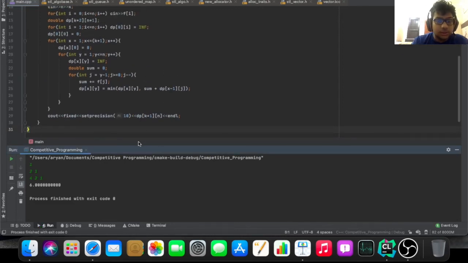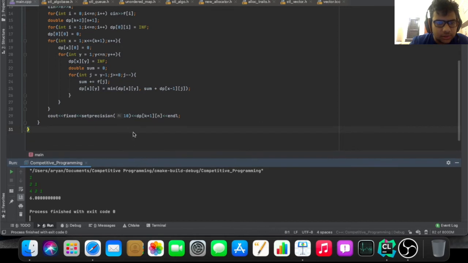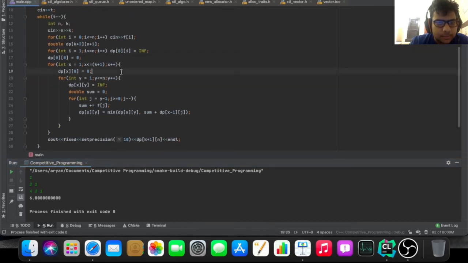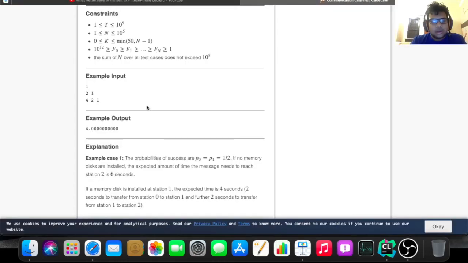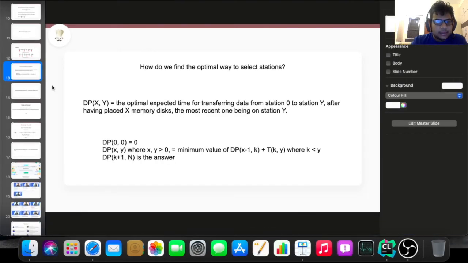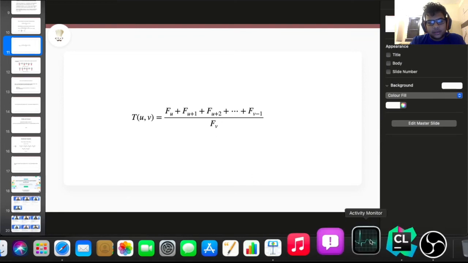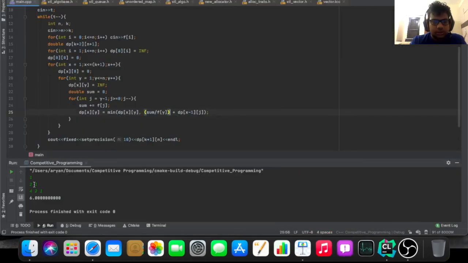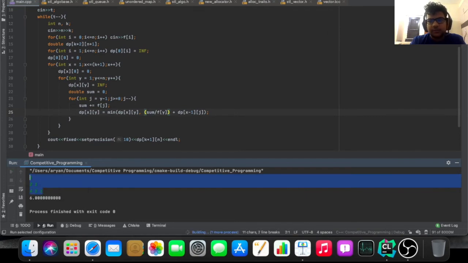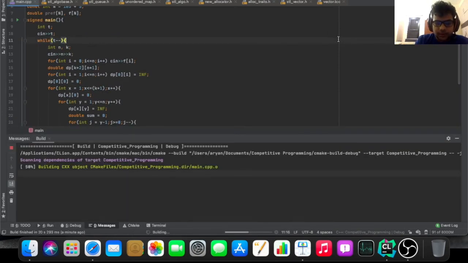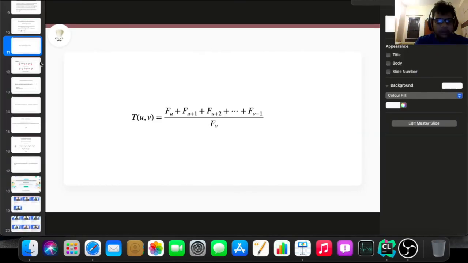Okay, it's giving 6. There must be some error. Let's take a look. Oh, I'm sorry. It should be sum divided by f of x, f of y. My mistake was that in this formula, I forgot to divide by the denominator. So sum divided by f of y should fix it. While we're waiting for it to compile, okay, it's done.